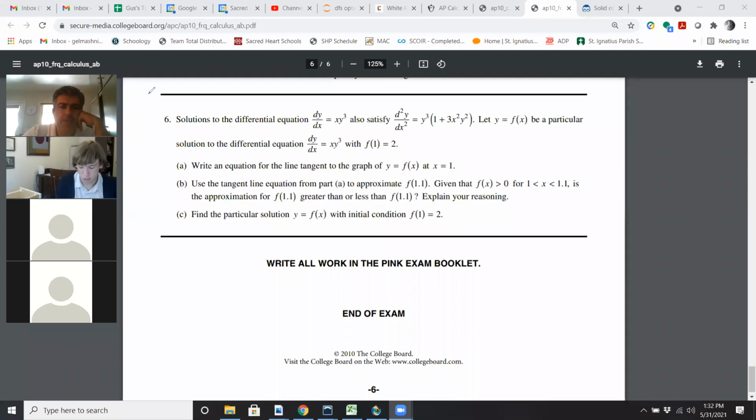Okay, so we're looking at number 6 from the 2010 exams as non-calc. We have to write an equation for a line tangent to the graph of y equals f of x at x equals 1. So remember, the equation of the line is this.